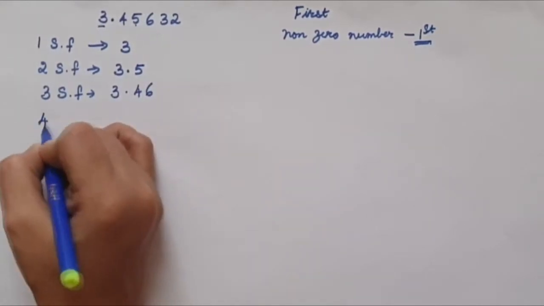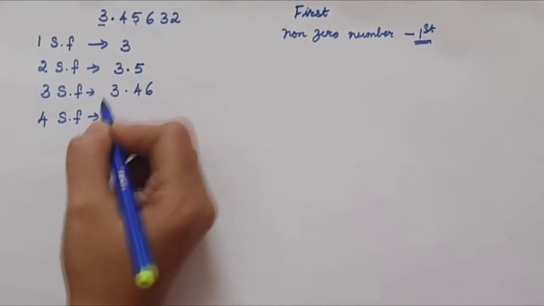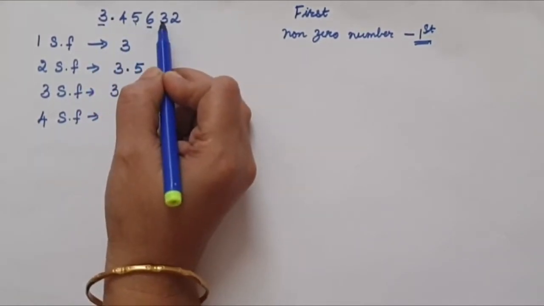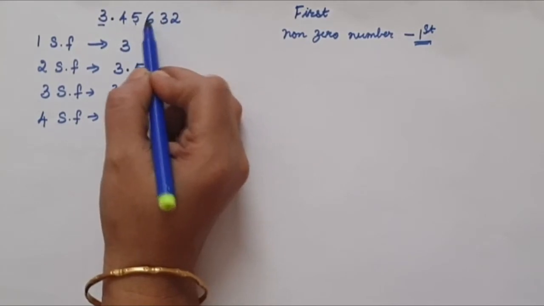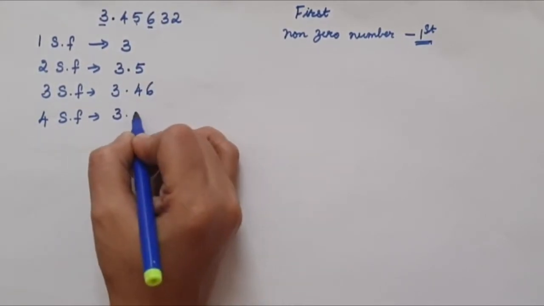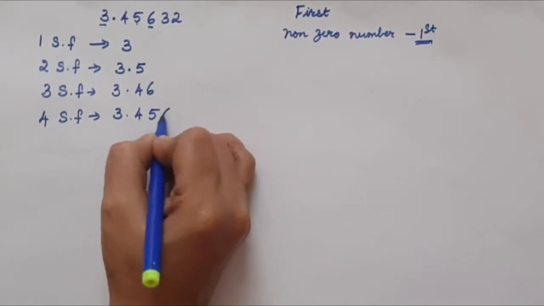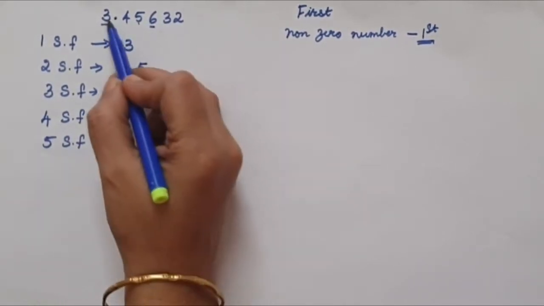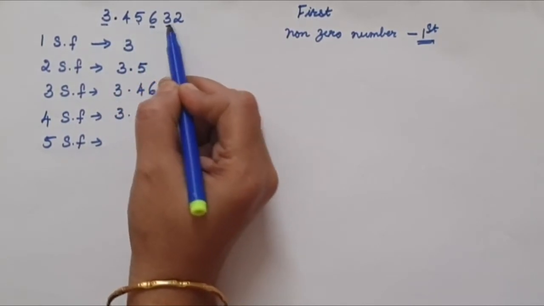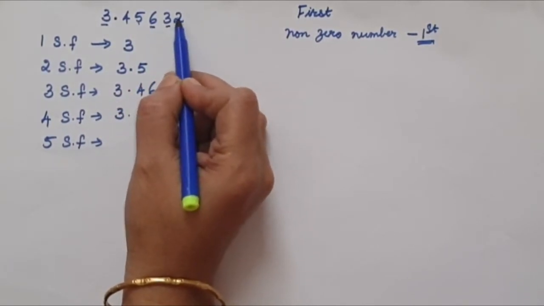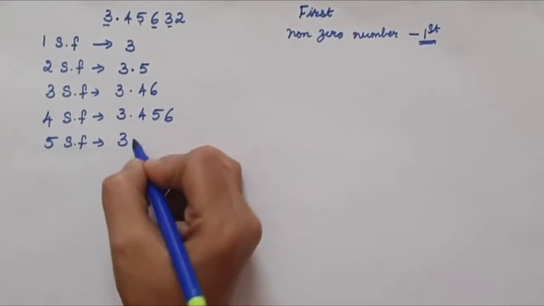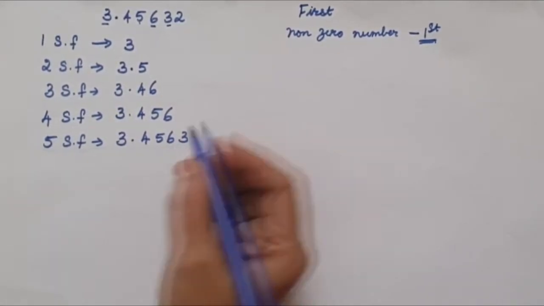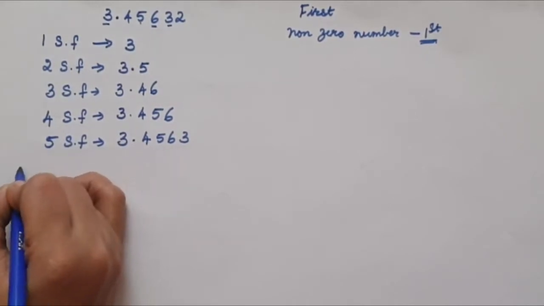So it becomes 3.46. Now suppose we have to write to 4 significant figures: 1, 2, 3, 4. Till here we need to write. But the next digit is a 3, which is less than 5, so we will not add anything. So it becomes 3.456. Now 5 significant figures: 1, 2, 3, 4, 5, till here. We look at the next number, and since it's a 2, we don't add. So our answer becomes 3.45632.